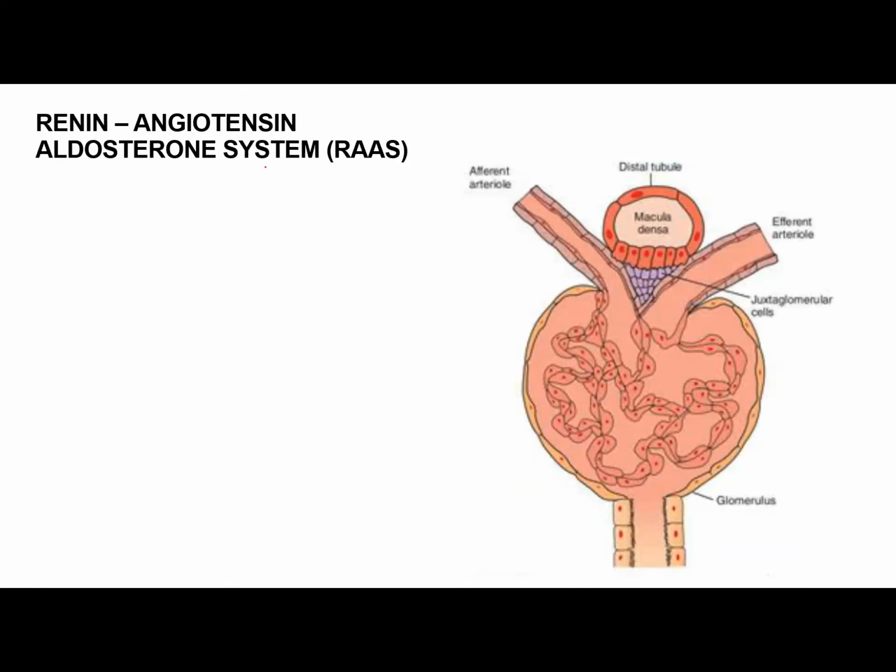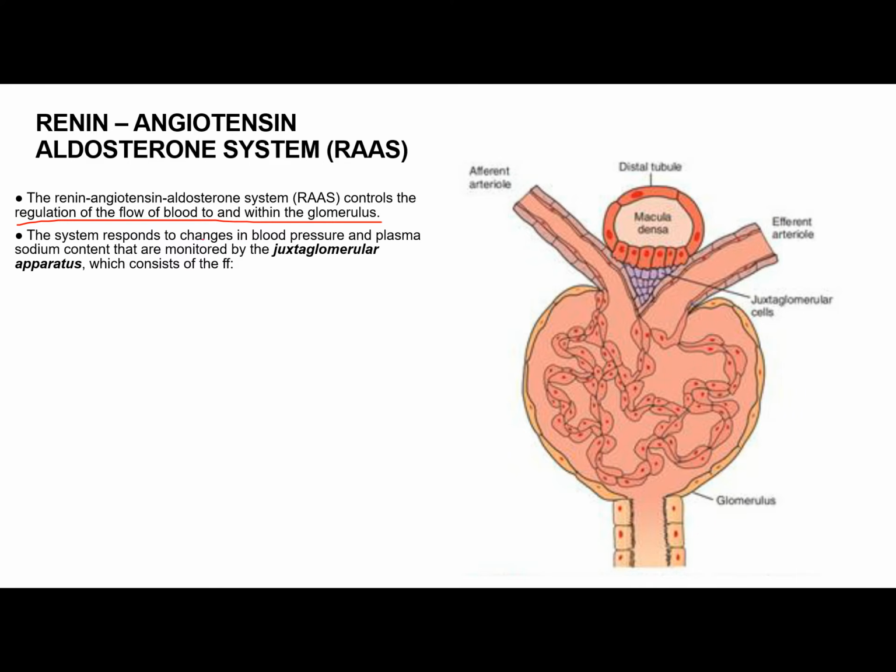Now let's talk about the RAAS class or the renin angiotensin aldosterone system. So the RAAS, please remember, controls the regulation of the flow of blood to and within the glomerulus. So siya yung nagme-maintain or nagko-control ng pagpasok ng blood at paglabas sa glomerulus. Na the system responds to changes in blood pressure and plasma sodium content. So related siya sa BP, related siya sa sodium. So pag sodium class, this is always related to salt content. And they are monitored by the juxtaglomerular apparatus, which consists of the following.